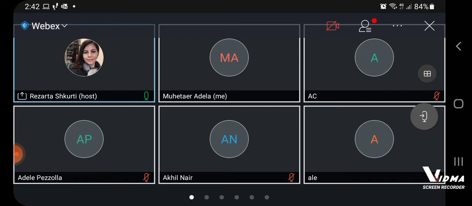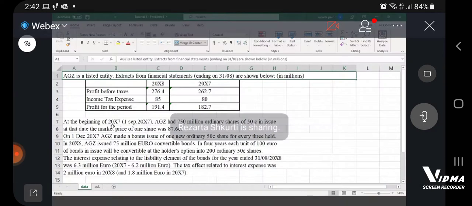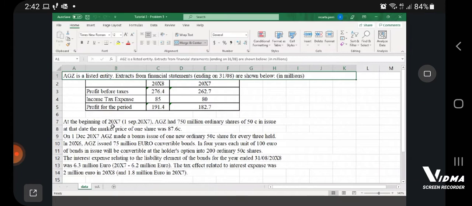It's not complicated, but it has some more information that we need to read carefully, and afterwards we can proceed with making all the necessary explanation. Actually, I think this is an example or an exercise from the textbook, if I'm not wrong. So we have this listed company. The extract is from financial statements that end on 31st of August.